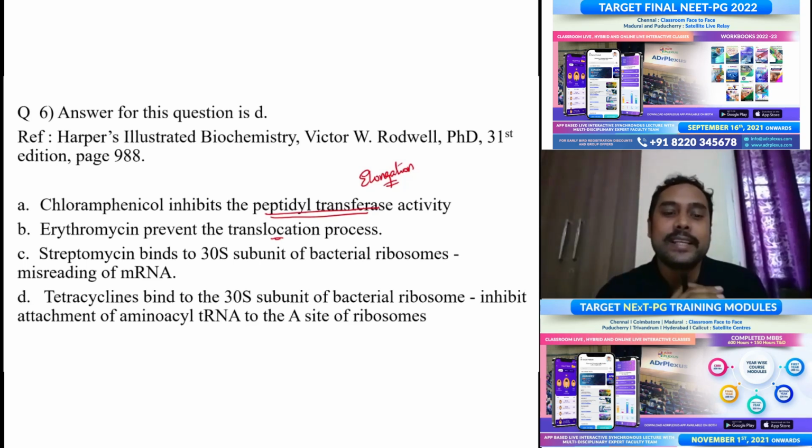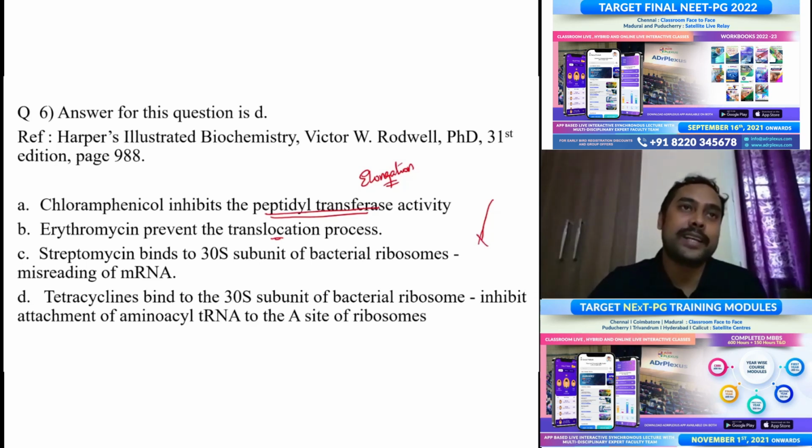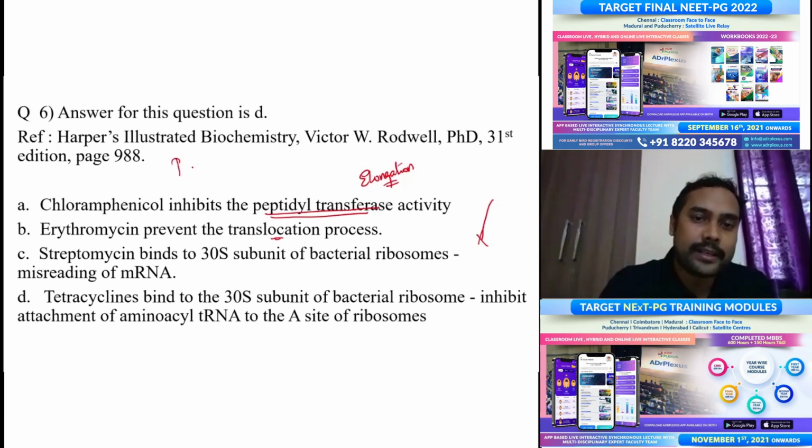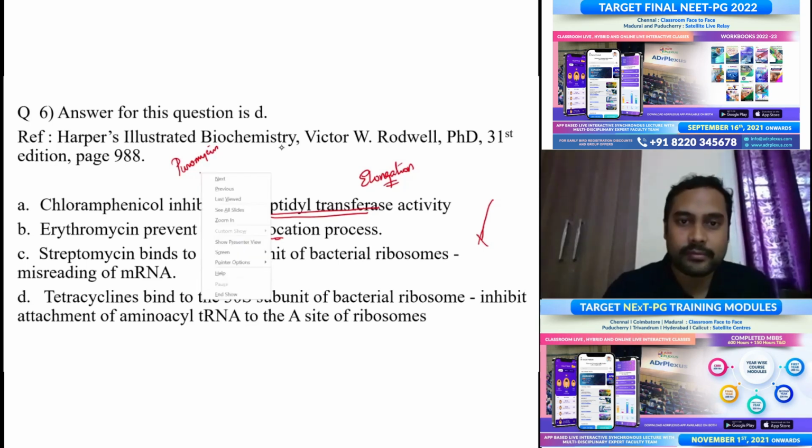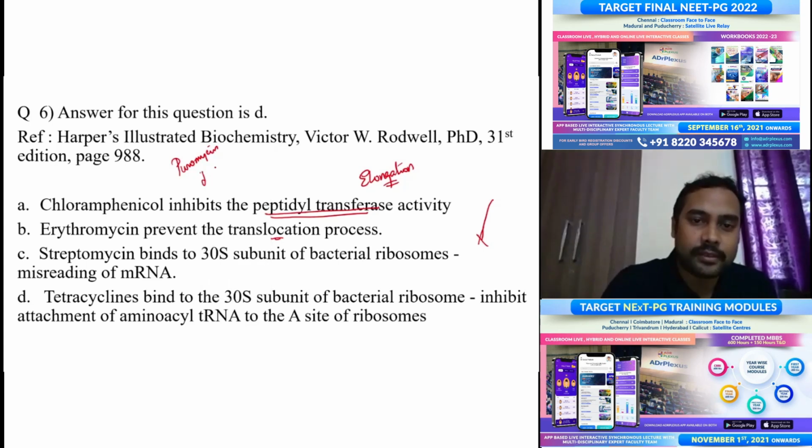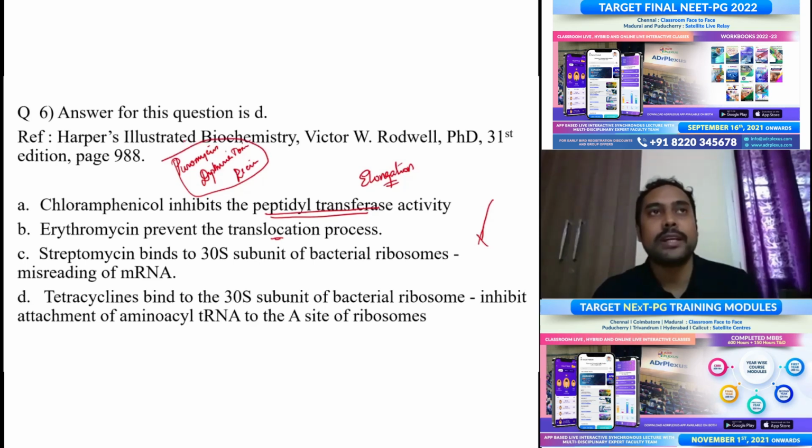Whereas tetracyclines inhibit the incoming new tRNA. So the new tRNA is coming, but that itself it will prevent. It will not allow the new tRNA to come and join in the A site. Basically, the mechanisms of antibiotics are like this. You can also go back and read the mechanism of puromycin, diphtheria toxin and ricin. All these are extra, but predominantly the questions will be focused only on chloramphenicol, streptomycin, tetracyclines and erythromycin.